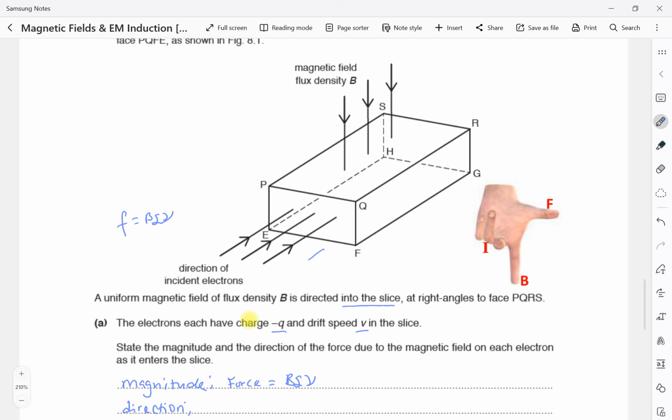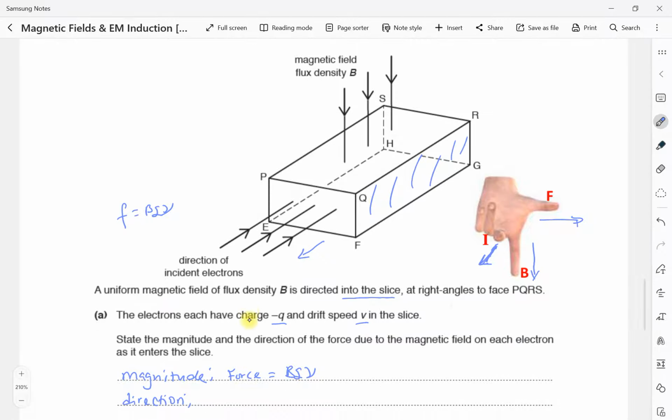Therefore, we make the second finger of Fleming's left hand point in the opposite direction. It's what I try to demonstrate with this hand here. The field is vertically downwards, so the first finger points downwards. When you make the second finger point in the opposite direction to that of the electron, you notice that the thumb points to the left-hand side, which means that the electrons are going to be pushed towards this face here, using Fleming's left-hand rule.